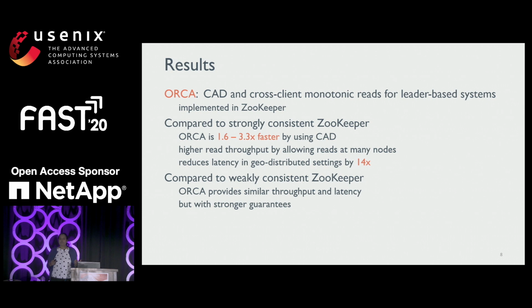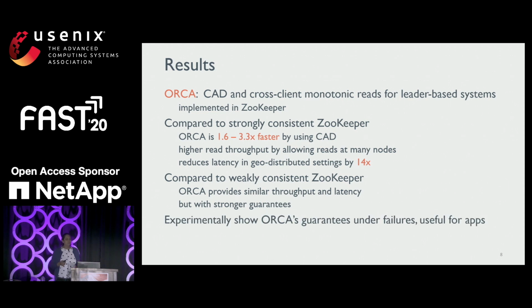And we perform very close to a weakly consistent ZooKeeper that uses fast eventual durability, but at the same time, we provide much stronger consistency guarantees than a weakly consistent ZooKeeper. We also experimentally show ORCA's guarantees under failures, and we show how these guarantees are useful for many applications.